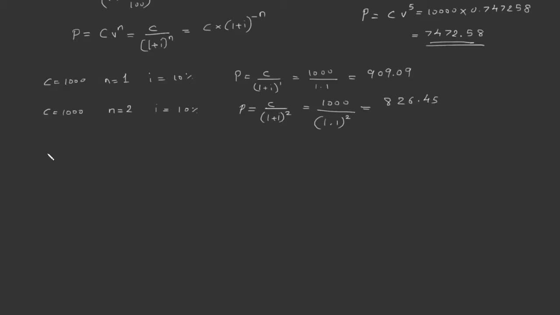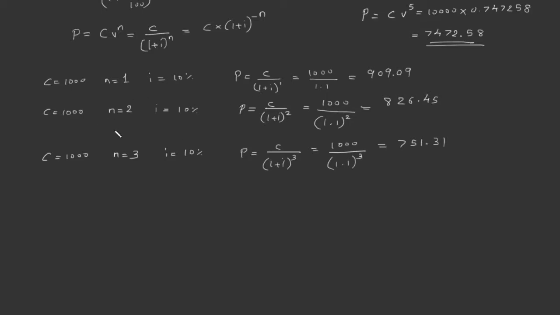that is equal to 826.45. Similarly, if I calculate the present value of 1000 for the period 3 at interest rate 10%, then present value is equal to C by (1 plus i) whole cube, is equal to 1000 divided by 1.1 the whole cube. That is equal to 751.31. Look at these values. What happens as n increases? As n increases, the present value decreases.